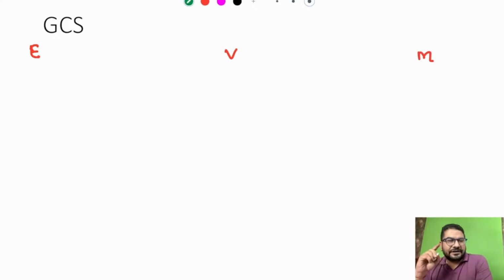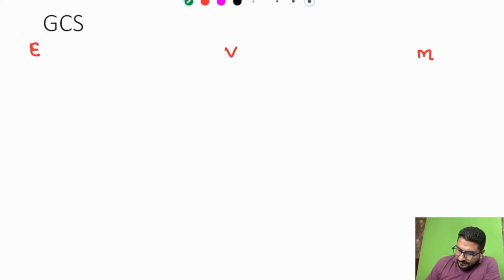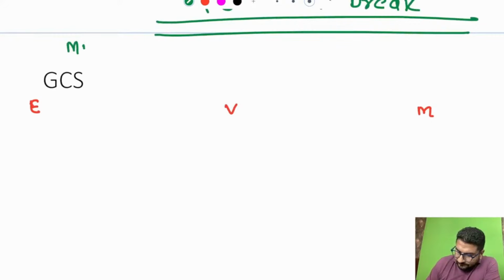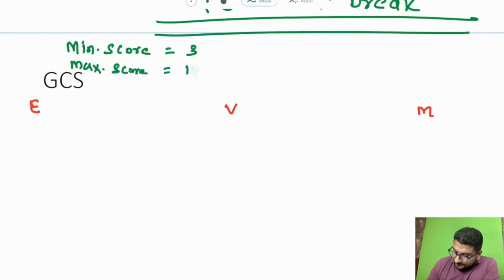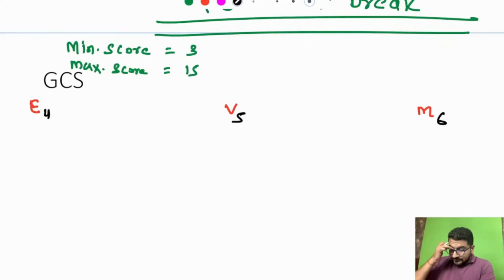Understand minimum score. You give 1 to each, so they ask you what is the minimum score? Minimum score means 1 to each, so minimum score will be 3. And total or maximum score is 15. For eye we have a total of 4 points, for verbal 5 and motor 6.